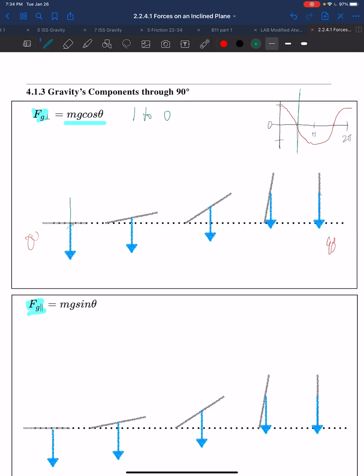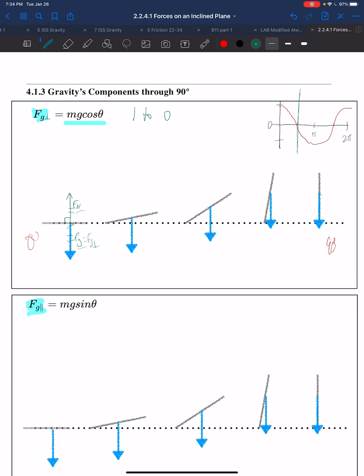So if we have an object sitting on an inclined plane of 0, we have our force normal and our force gravity. It is not accelerating vertically, so we know the two are equal and opposite. So indeed, the force normal equals the force of gravity, and the force of gravity is the force of gravity perpendicular.